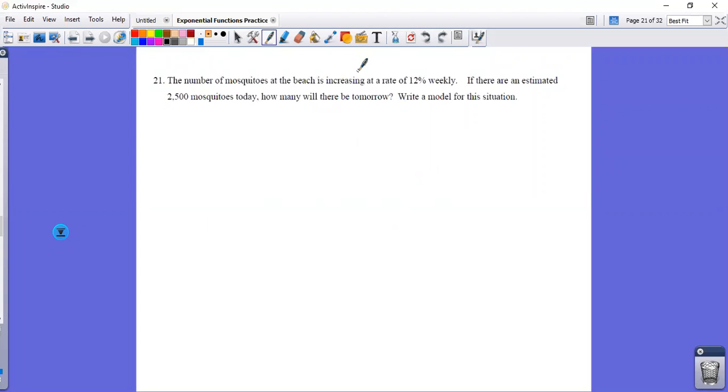The number of mosquitoes at the beach is increasing 12%, so 1 plus 0.12, starting at 25,000 mosquitoes. And how many? So this is weekly. So this number is weeks. How many will there be tomorrow, which is 1 day?